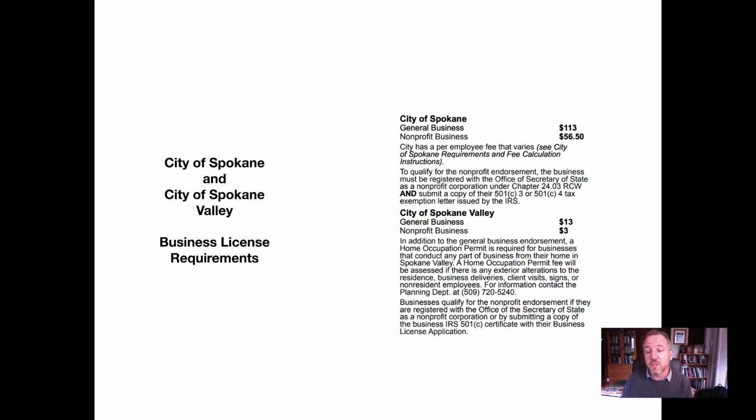In addition to a business endorsement, a home occupation permit is required for businesses that conduct any part of business from their home in Spokane Valley. A home occupation permit will be assessed if there are any exterior alterations to the residence, business deliveries, client visits, signs, or non-resident employees. So that, again, is just saying the same thing I've been telling you, which is check everything out before launching a home-based business.